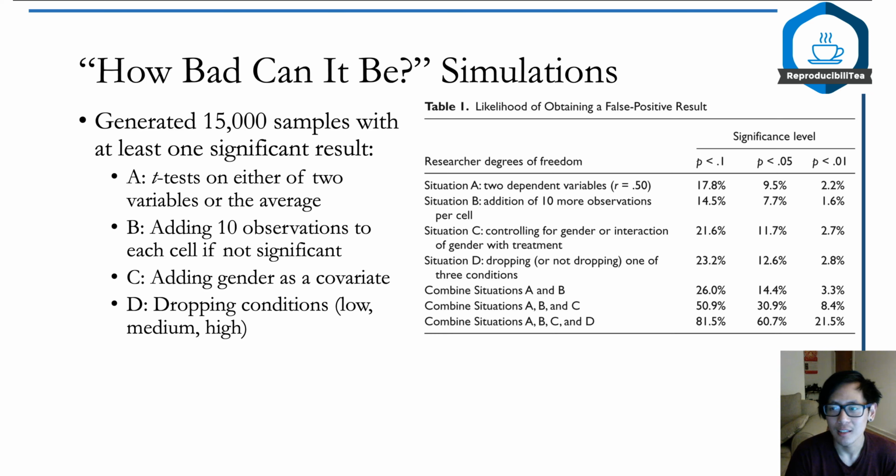And as you can see here, the likelihood of generating a false positive gets worse and worse as you combine all the possible decisions you make about whether you test a dependent variable, whether you add data afterwards, or whether you add a covariate, or whether you drop conditions. If you do all four, you can see here if you look at just the p less than 0.05 situation, it's 60.7%. So you're more likely to find a false positive than to show that there is no effect. So this is problematic.